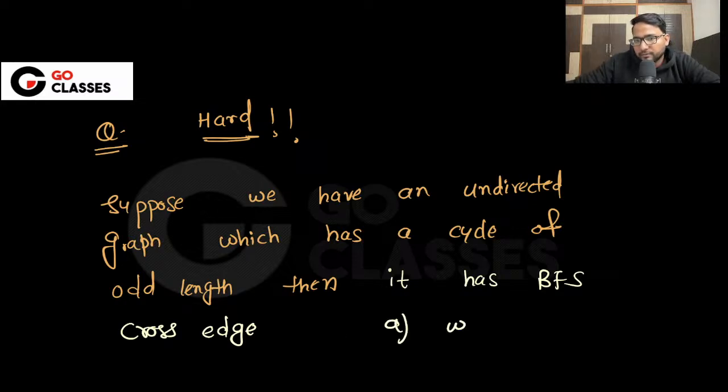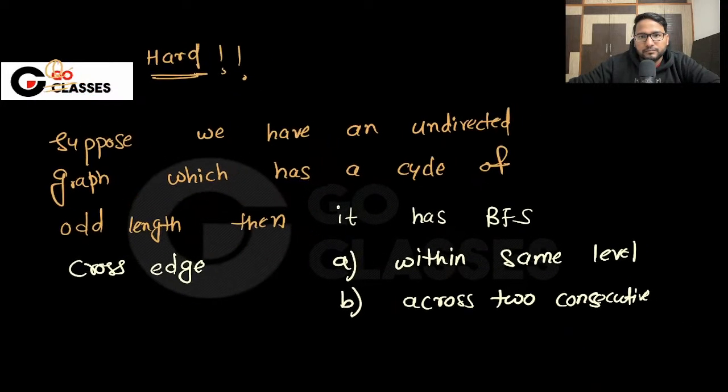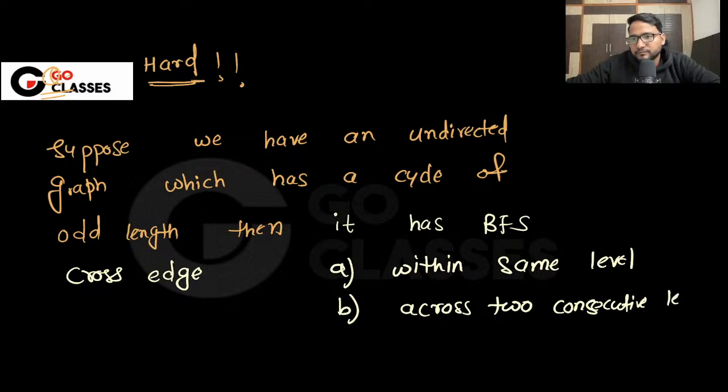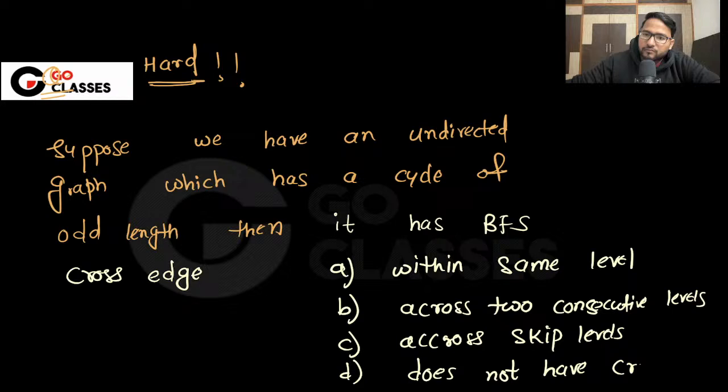Option A: within same level. Option B: within or across two consecutive levels. Option C: across skip levels. Option D: does not have cross edges. Can you tell me what is the answer?